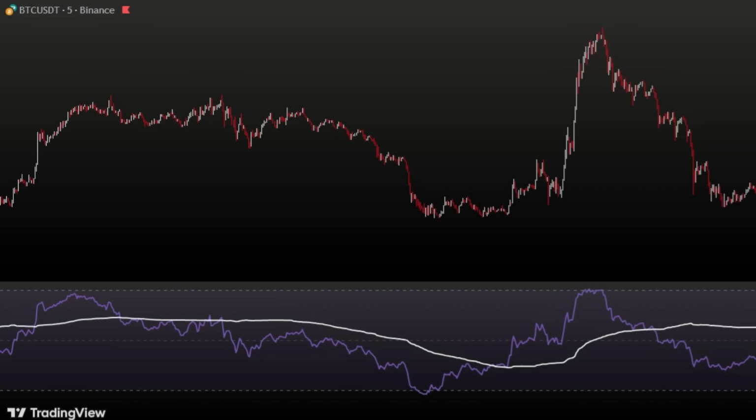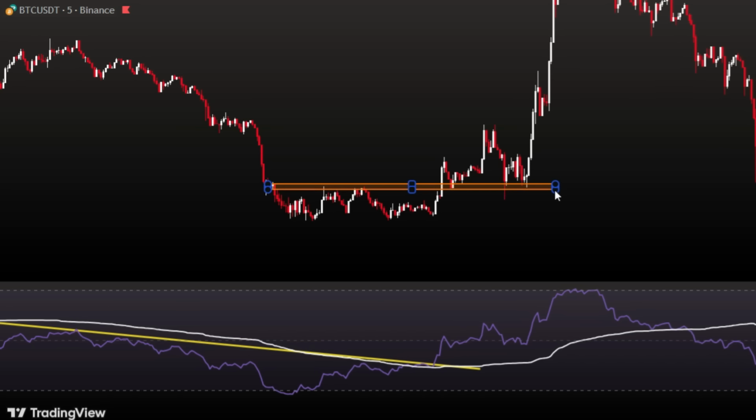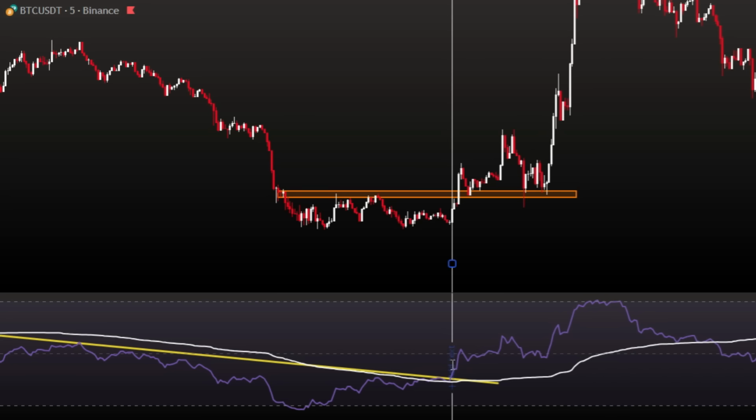I can draw a trend line on the RSI, starting from the tip in overbought zone and connecting the points near the midline to maximize touches. On the main chart, I can also draw a resistance level. Once the RSI breaks its trend line and moves above the midline, it acts as a warning that a reversal is possible.